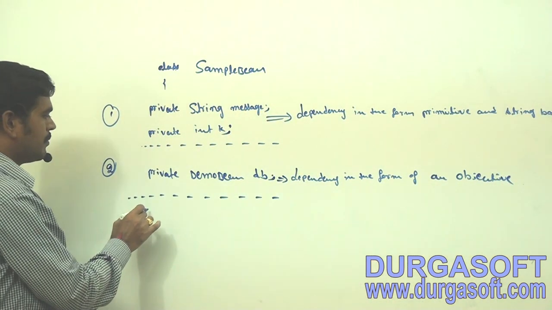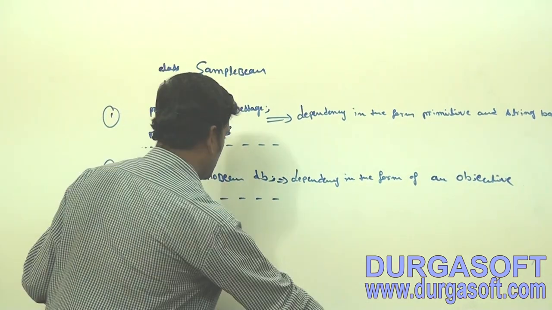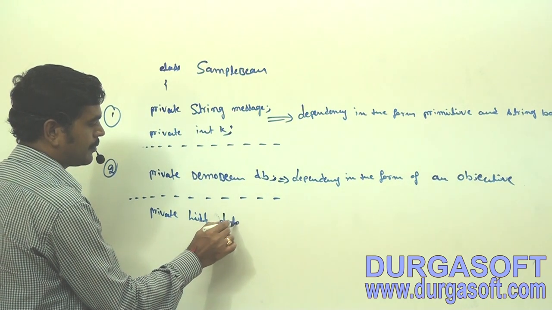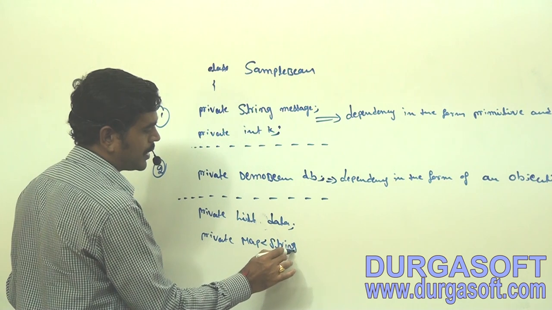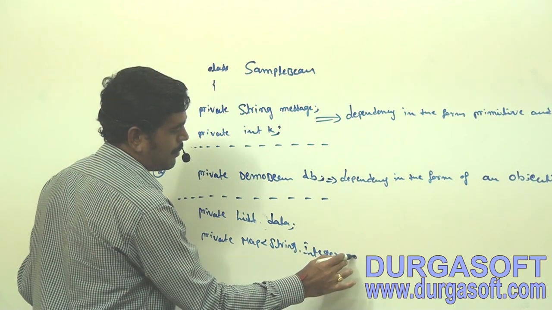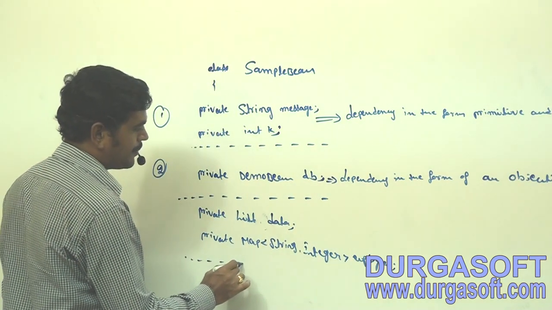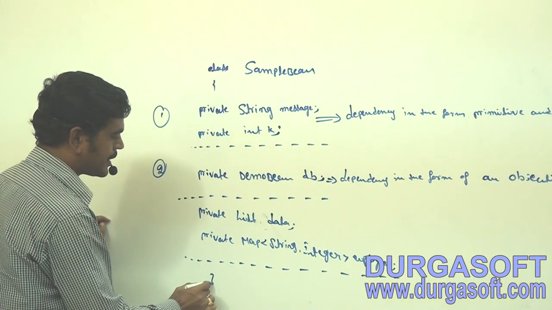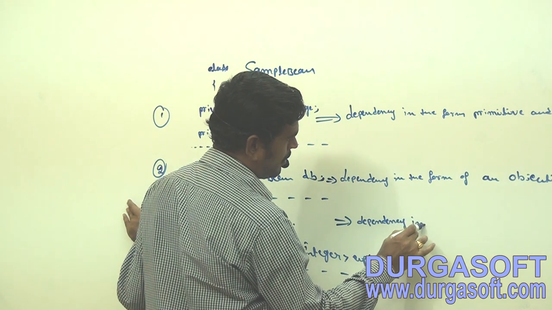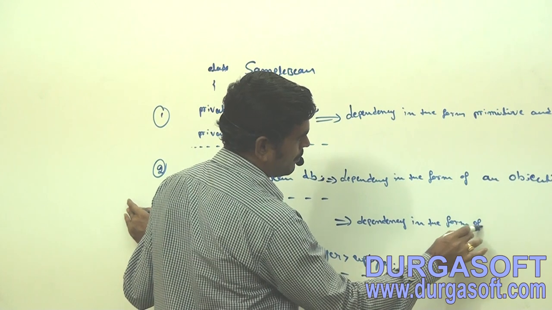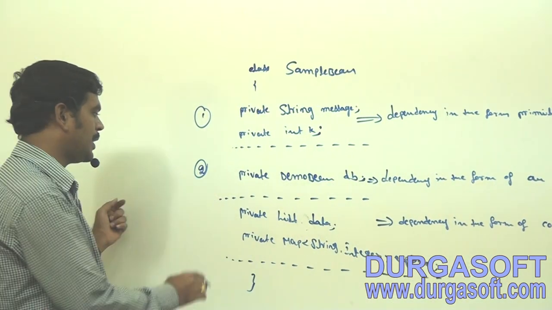Then next, private List data. Then next, private Map<String, Integer> employees. Whenever you are declaring like this, this is the dependency in the form of collections.